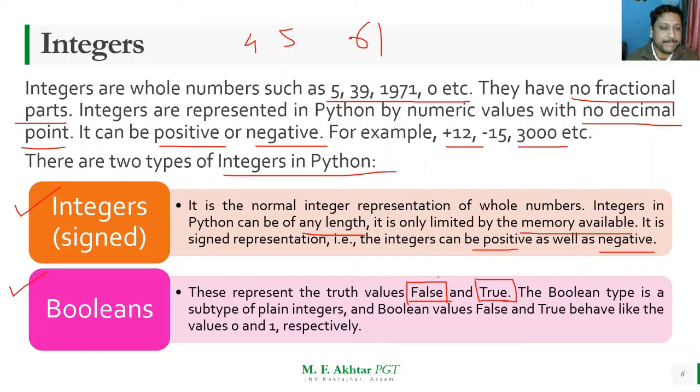Then the boolean type is a subtype of plain integers, and the boolean values False and True behave like the values 0 and 1. In Python 0 is treated as false and 1 is treated as true. So the boolean data type comes under integer data types. That's why it comes in integer data types.